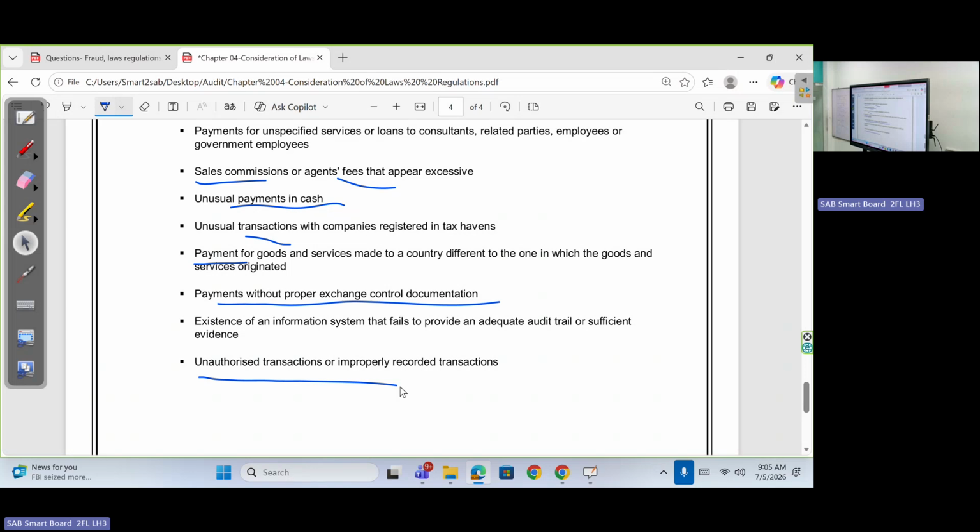Already we discussed accounting terms on case-based questions. Frauds and laws and regulations I also uploaded yesterday. Please check that also. And again, this week I will upload another set of questions on accounting terms. After that, I will upload those questions.